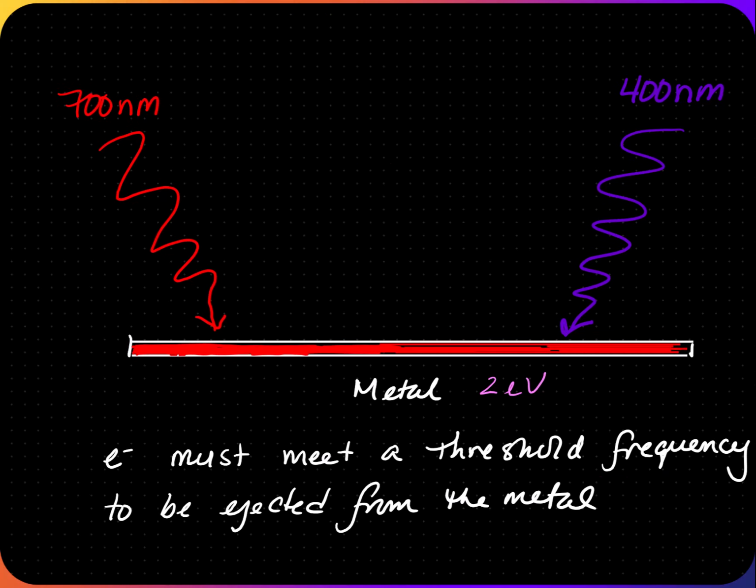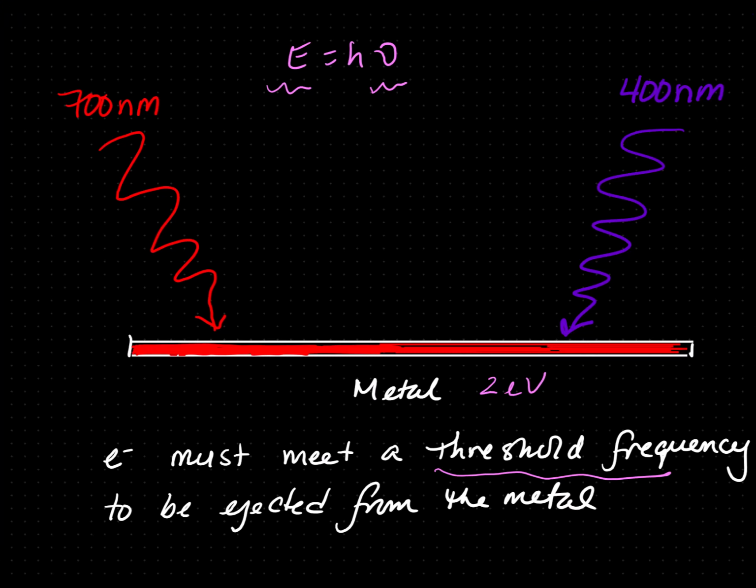No matter how bright or short the violet light is, it has enough energy in it to eject the electron. His photoelectric effect stated that electron must meet a threshold frequency to be ejected from the metal. And remember, Planck's equation was E is equal to h, Planck's constant, times nu, which is frequency. If I look at the relationship between energy and frequency, the higher the frequency, the higher the energy. The lower the frequency, the lower the energy. So energy and frequency are directly related.